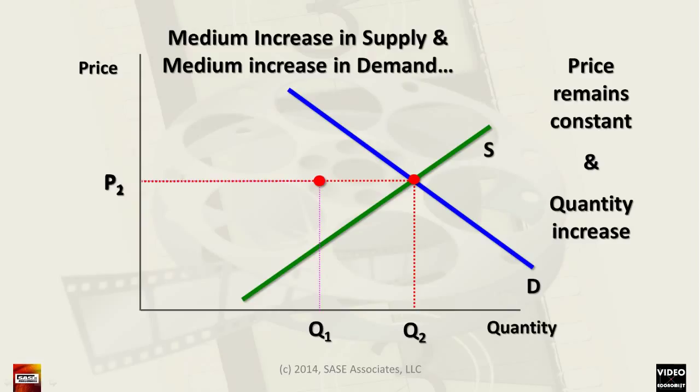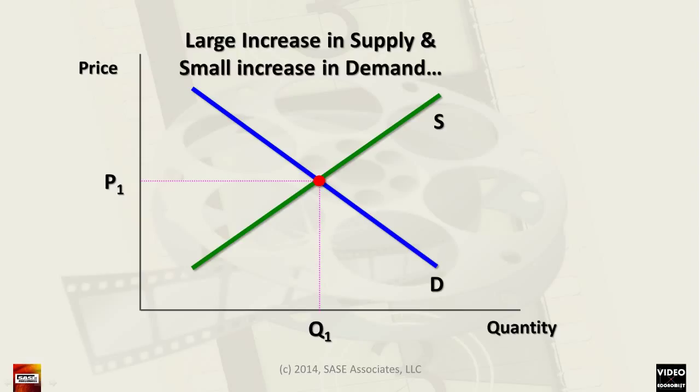As with supply, we expect an increased quantity. However, the demand increase pulls equilibrium price upward by an amount that exactly offsets the downward supply effect on price. The final result is an increase in equilibrium quantity while equilibrium price remains constant.